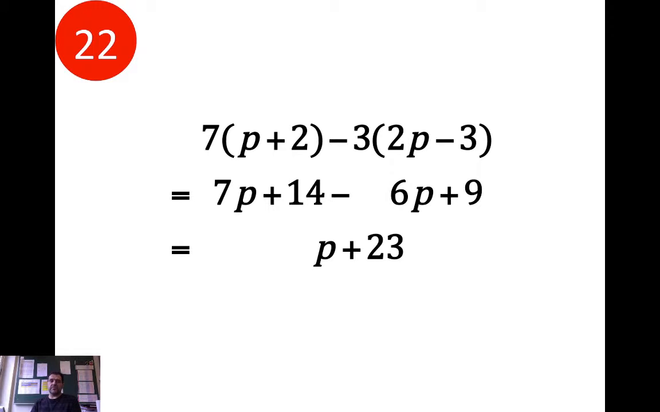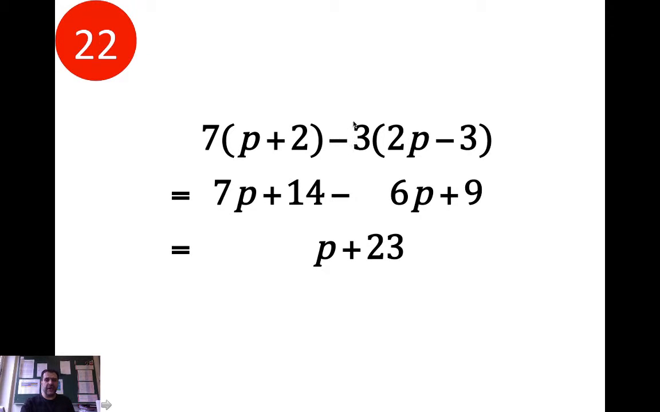Question 22. 7 brackets p plus 2, minus 3 brackets 2p minus 3. So we're going to have to do the multiplying first before we look at the subtraction, because multiplying takes precedence over subtraction or addition. So 7 times everything in this bracket, 7 times p gives me 7p, and 7 times 2 gives me 14. And now the second half of it.